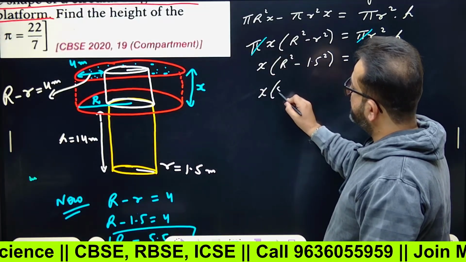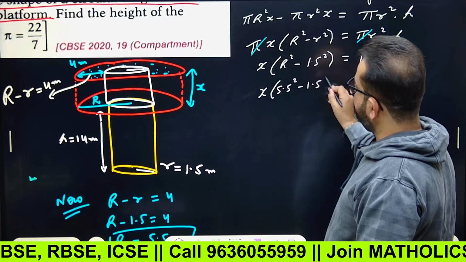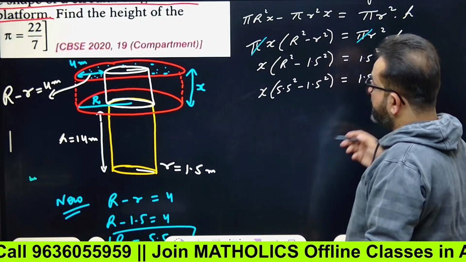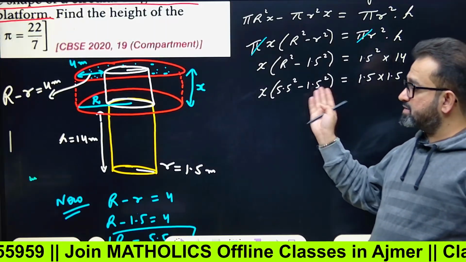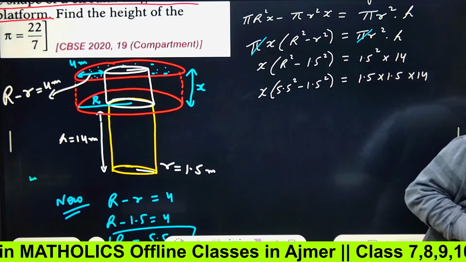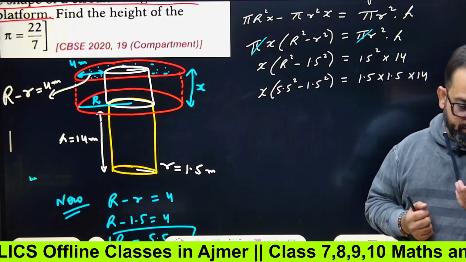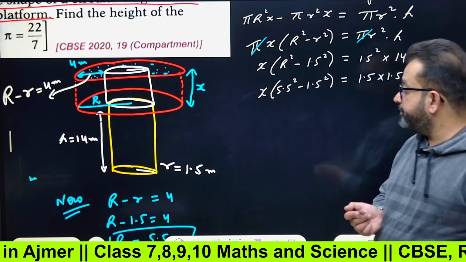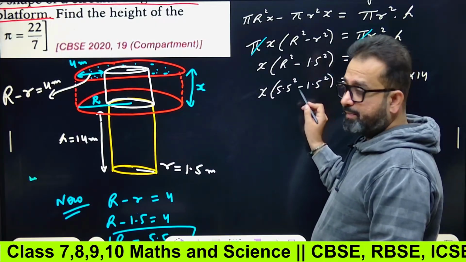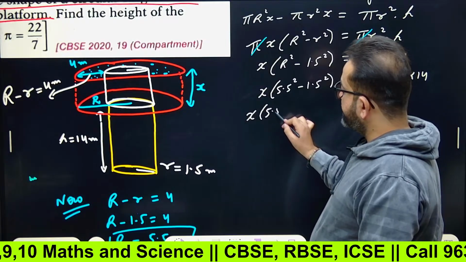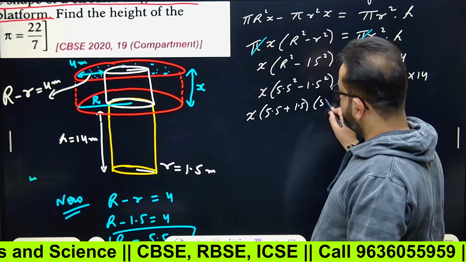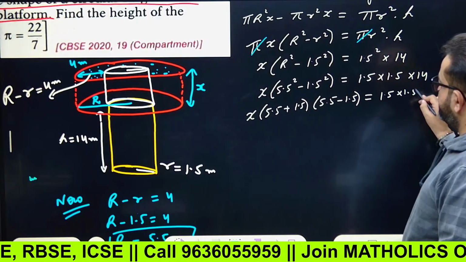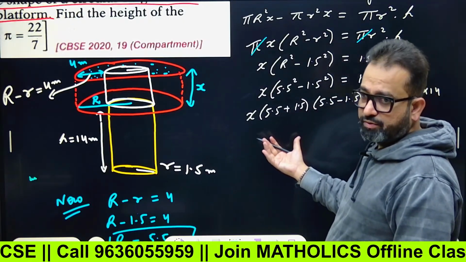So x into 5.5 whole square minus 1.5 whole square equals 1.5 into 1.5 into 14. Now solving this equation is an art. I must tell you how. Now see, this is a square minus b square, which is a plus b, a minus b. So we'll write x into (5.5 plus 1.5) into (5.5 minus 1.5), and that's equals to 1.5 into 1.5 into 14. Got this point? What I actually did here.